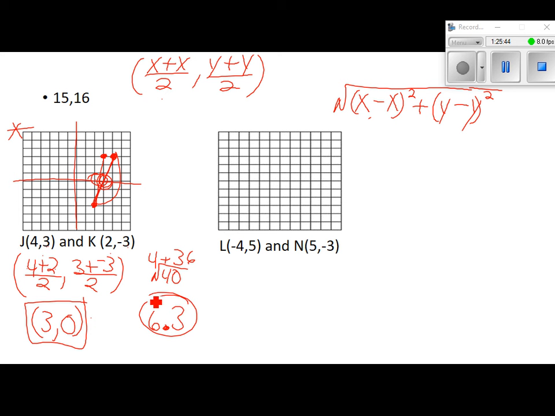Those are your 2 answers for number 15. Number 16, for the midpoint, negative 4 plus 5 is 1. 1 divided by 2 is 1/2, or 0.5. So that's the x-coordinate. Y is 5 plus a negative 3, which is 2. 2 divided by 2 is 1. That's your midpoint.